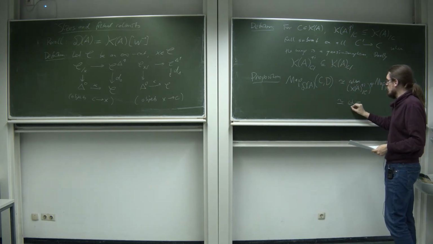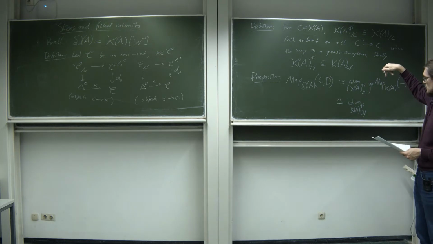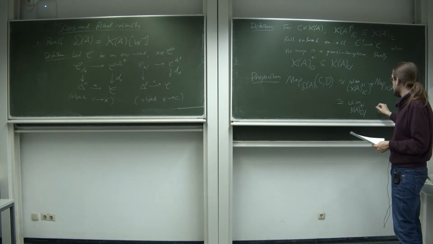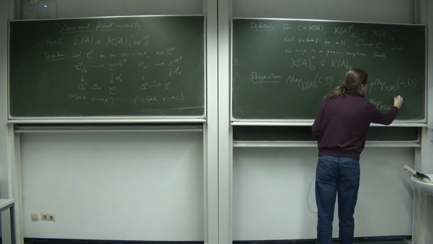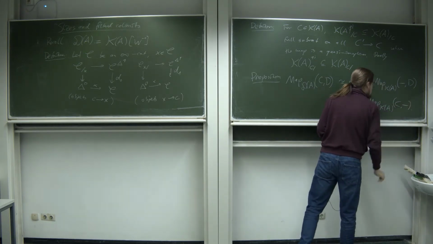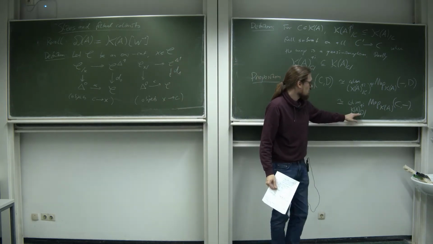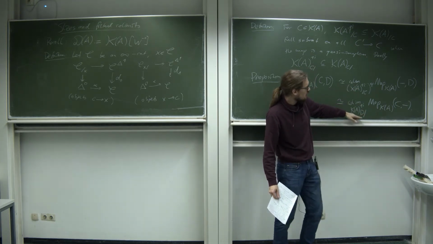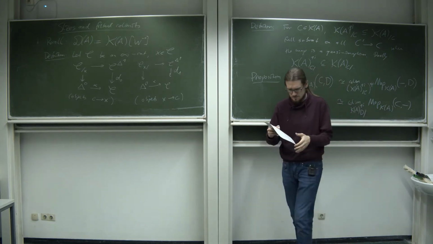And dually, we also can describe this as a colimit over the slice of quasi-isomorphisms under D on maps in K of A from C to blank. Again, this means we're looking at a functor which takes D prime under D to the mapping space from C to D prime.